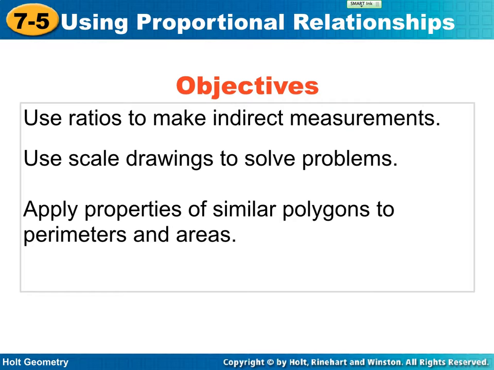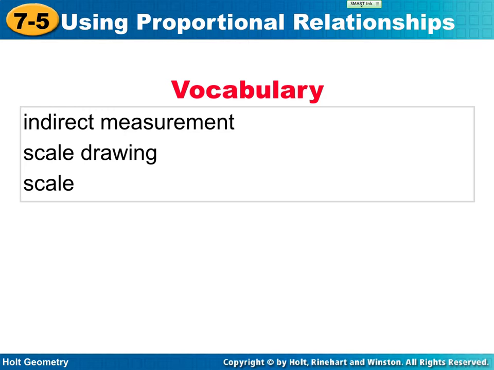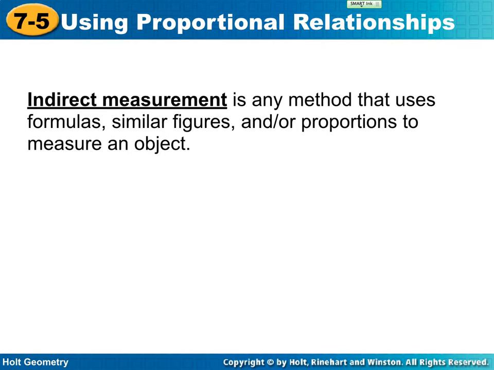On to some story type problems. So it's 7.5, indirect measurement. We're going to do some indirect measurement examples, some scale drawings, and at the end we'll talk about comparing perimeters and areas. So some notes you need to write: indirect measurement.